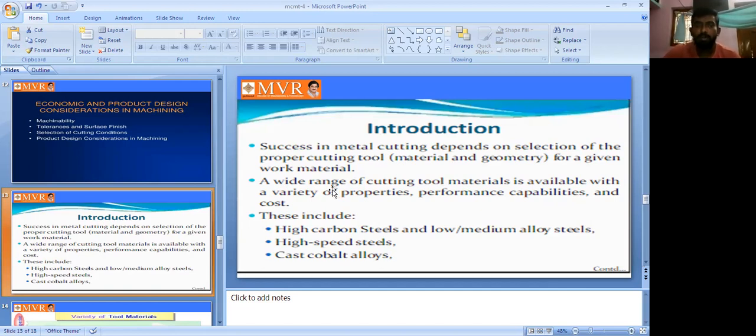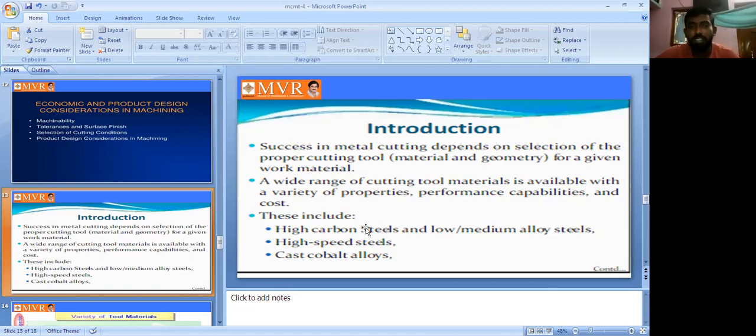Next one is, a wide range of cutting tool materials is available with a variety of properties, performance, capabilities, and cost. Some examples: we are using different types of tools, and different types of materials can be used on the tool. With different materials, we can see how the tool works. A variety of properties in the material gives good performance, capability, and cost.